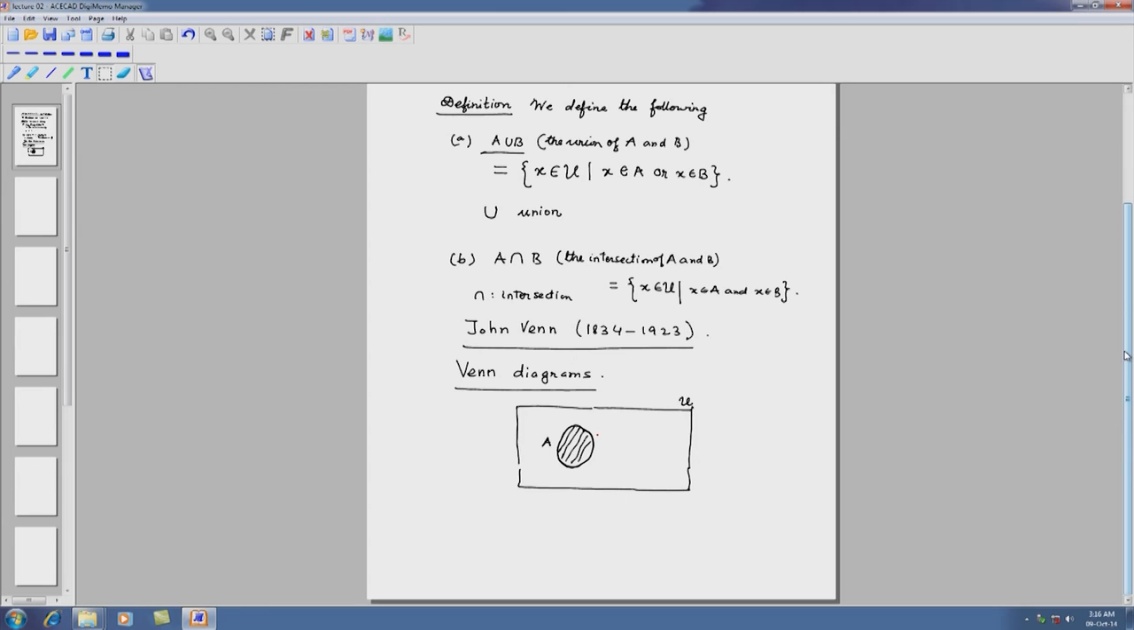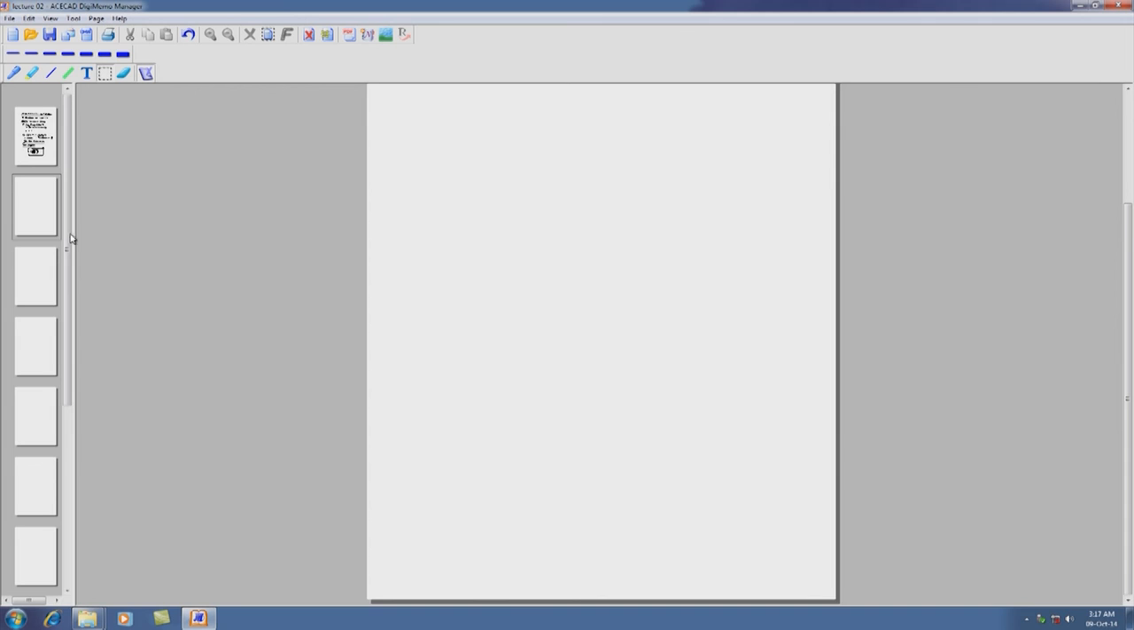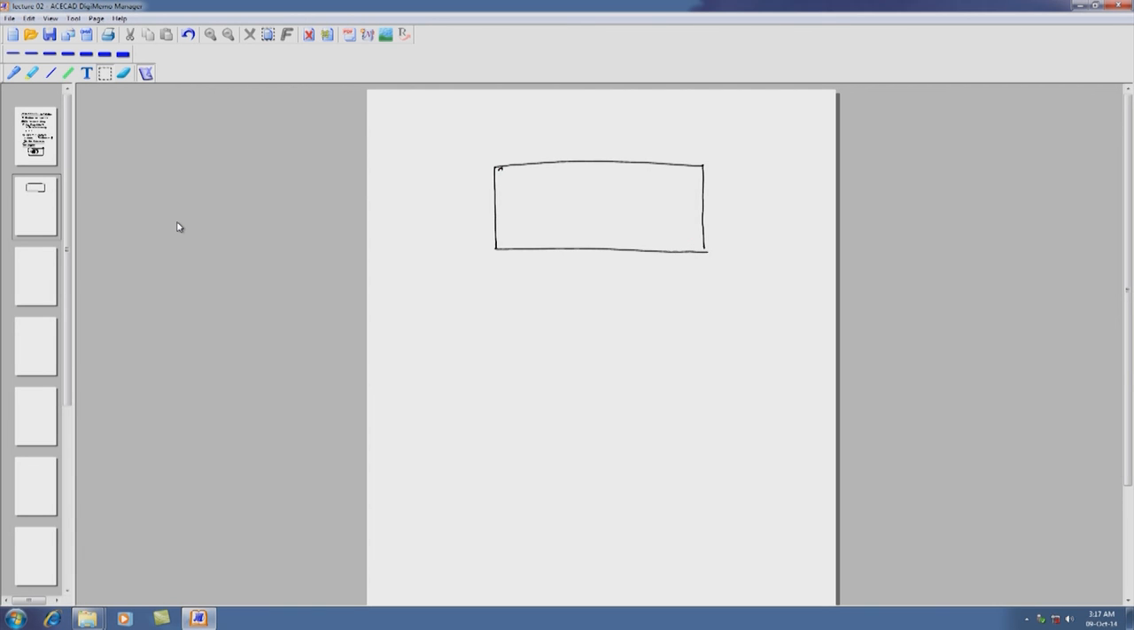Now, suppose we take another set B. In general, it will have some common area shared with the circle corresponding to A. Let us call it B. Let us go to the next page and draw this situation one more time. So, here we have the universal set U, or simply the universe. I am representing the set A by the inner portion of a circle and B, the inner portion of another circle.